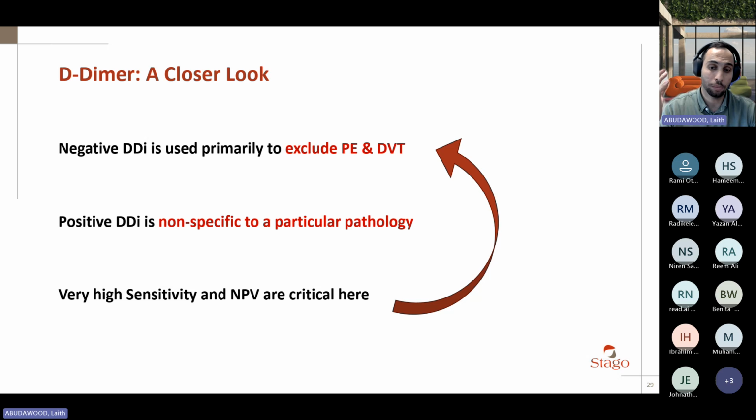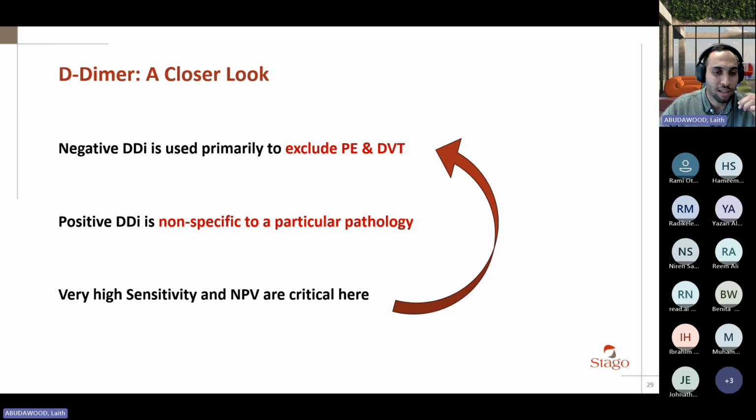All right, so it doesn't tell you anything. When D-dimer is positive, it does not tell you anything. Its value really is in its negativity, because when it's negative, it can reliably exclude PE and DVT. But when it's positive, we really don't know what's going on. That's why we say it's non-specific to any particular disease or pathology.